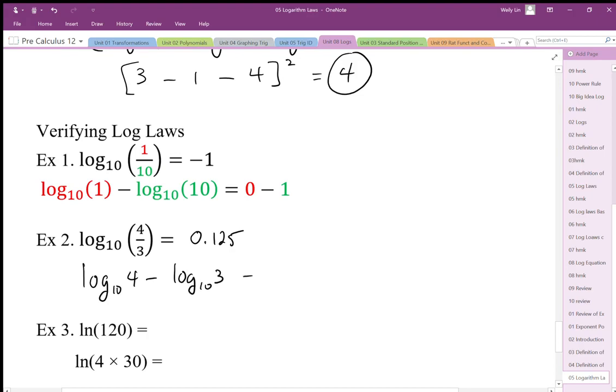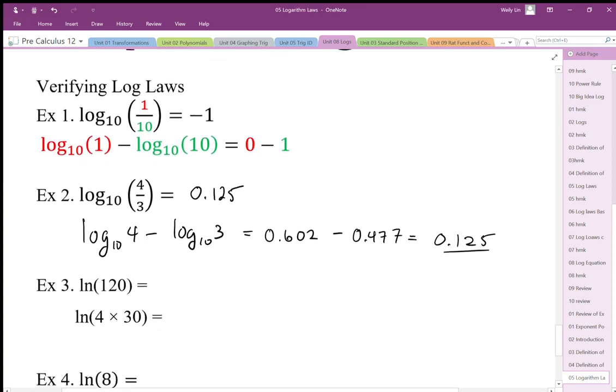Okay, so I'm just going to work out the 2 decimals here. Log 4 equals 0.602, minus log 3. That's 0.477. When I type that into my calculator, yep, I get the same 0.125. Okay.